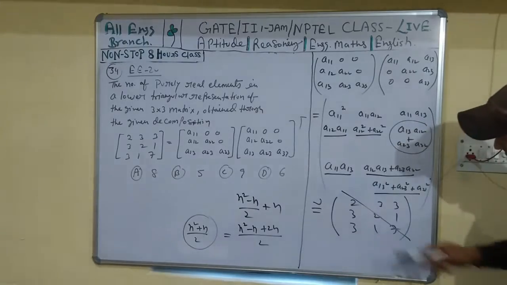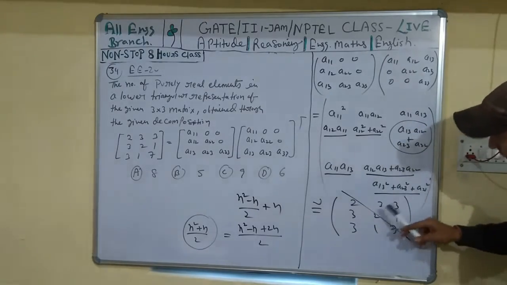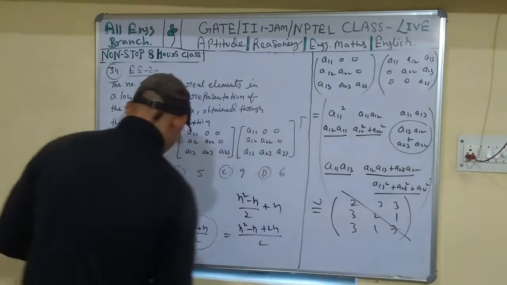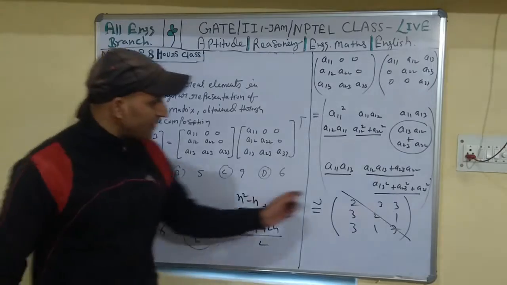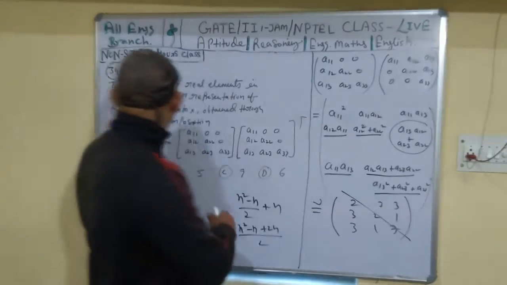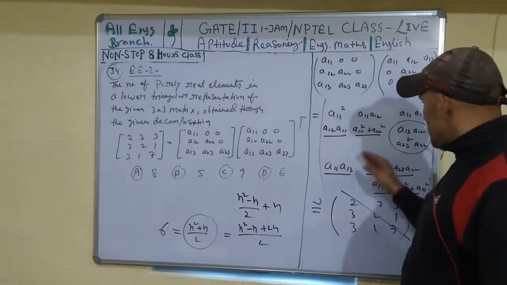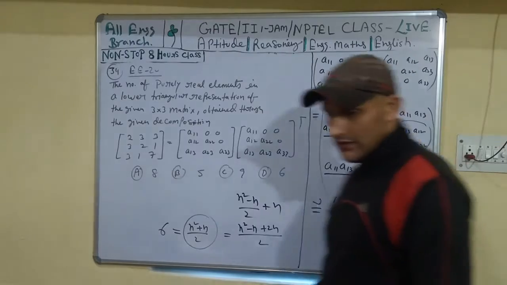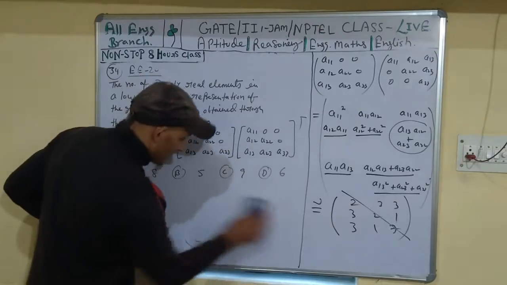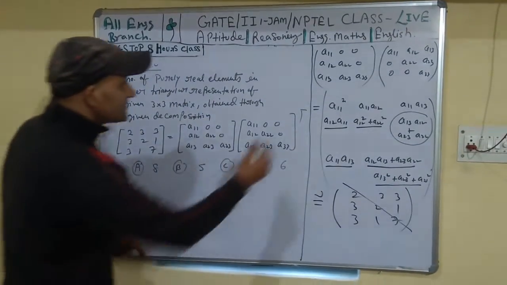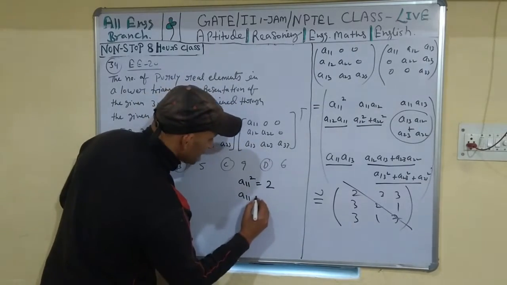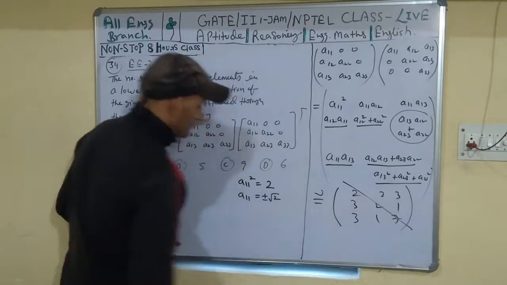But here the total number of different elements, 2, 2, 7, 1, 2, 3, 4, 5, 6. You can also count. So the total number is 6 elements here. But they have asked after decomposition. If you compare this and this, then your result is different. I will just show you. If you compare this, A11 square is equal to 2. It means that A11 is equal to plus minus square root of 2. Okay.